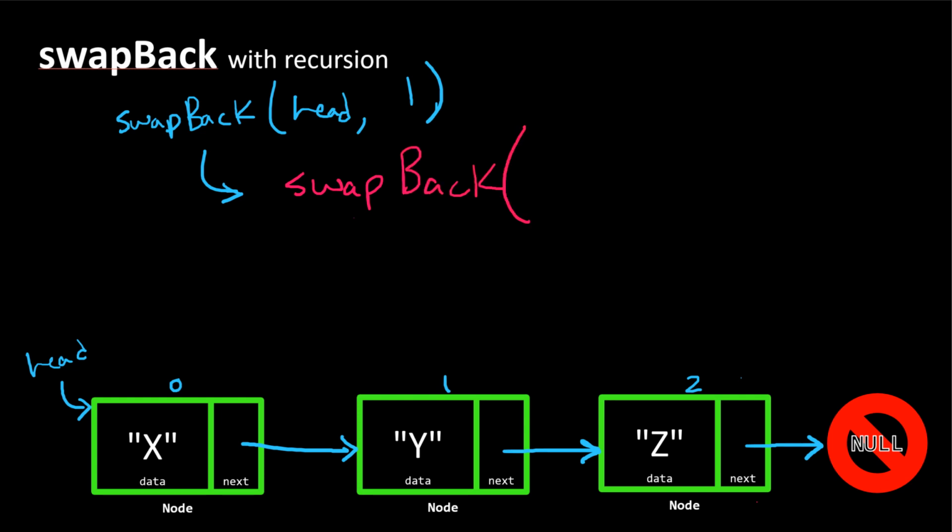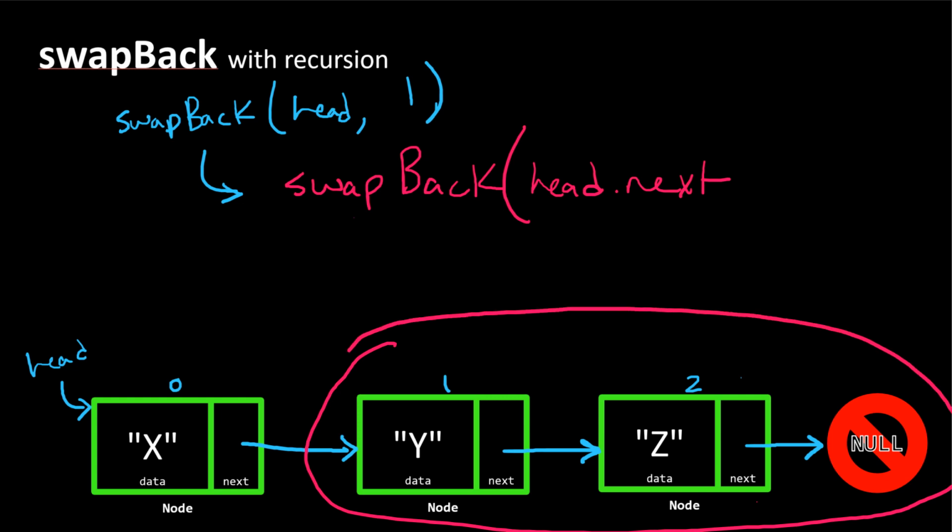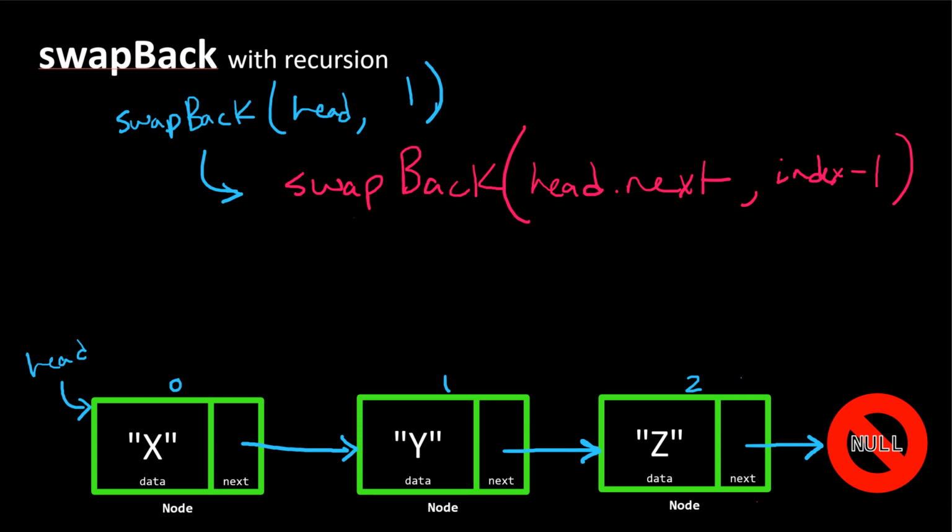And how do we reference the rest of the list? Well, that's head.next, right? So we're calling swap back only on this part of the list. But now our index is not going to be 1. Our index is going to be 1 less than 1. And so more generally, this is going to be index minus 1, right? Because this is 1 less than whatever index we originally called it on. In this case, it would be 0, right? So this is the case where we're calling swap back on node y, and the index is 0.